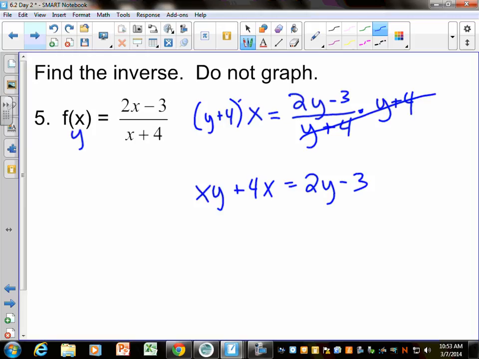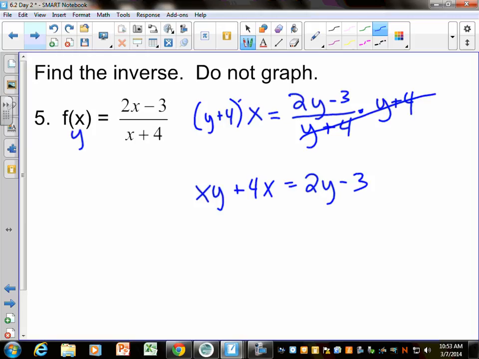But again, what's weird about it is you have two different things that have y's on them, which means you cannot just say, oh, I'm going to subtract 4x and divide by x. That won't work, because you'll still have a y over here. You can't just get this y by itself. So what you have to do is get your y's together on one side and everything else on the other side, and then maybe the algebra will come to you here.